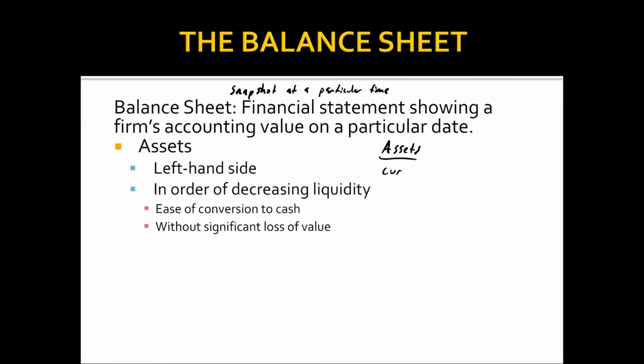So these assets are listed in order of decreasing liquidity, and assets are broken down into two categories. Current assets, which have a lifespan of less than 1 year, so you're looking at values like accounts receivable, cash, and inventory. And then you also have your fixed assets, which have a lifespan of greater than 1 year, so you're looking at land, goodwill, property, plant, and equipment. These are the left-hand side of your balance sheet, current assets and fixed assets.